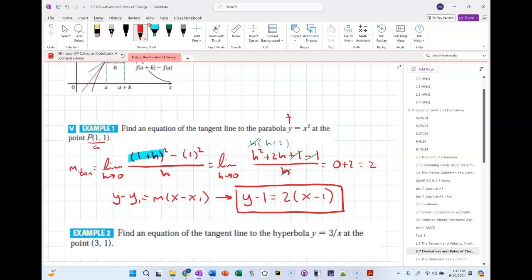Is everybody okay there? Yes. So the limit is just the slope. So the slope is the limit. We'd say it that way. So the slope for our tangent line will always be that limit. But that's the big takeaway here.